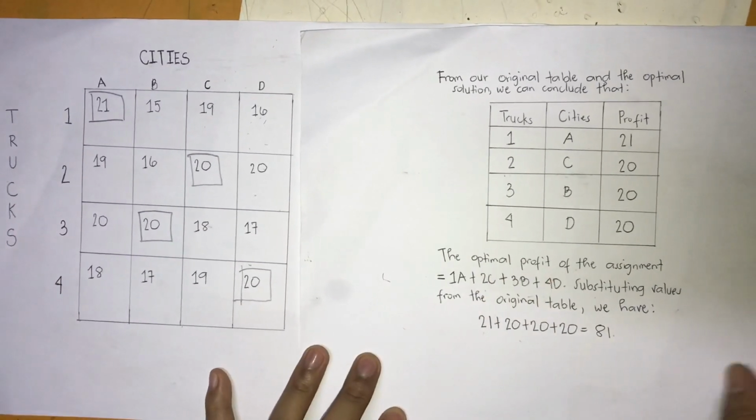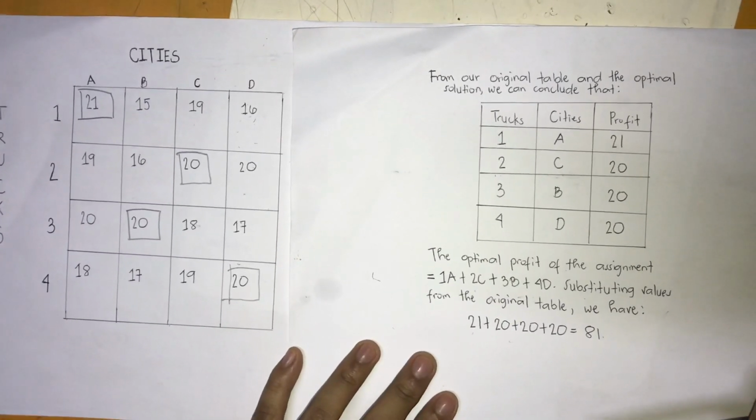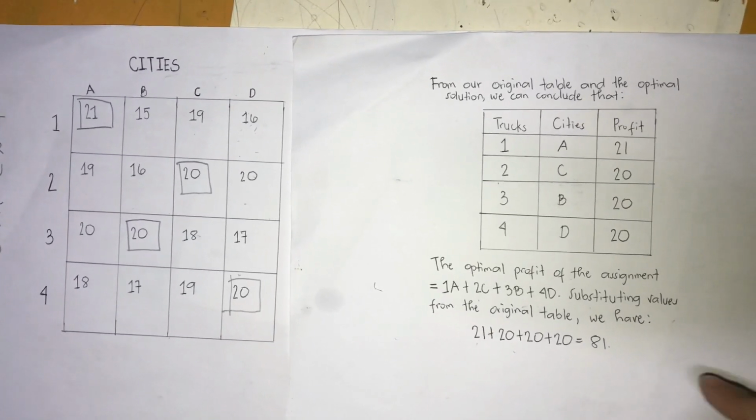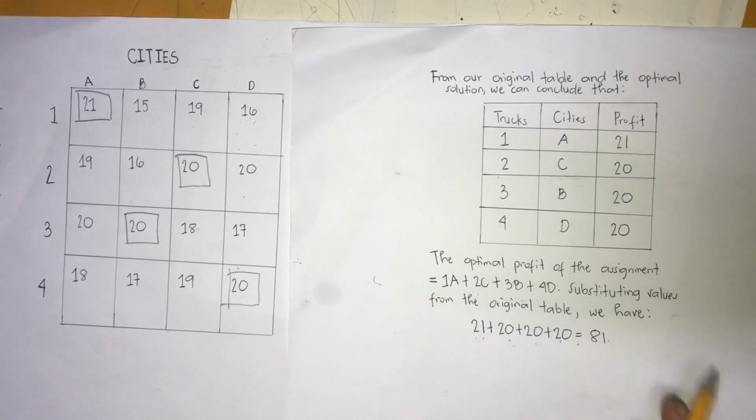The optimal profit of the assignment equals 1A plus 2C plus 3B plus 4D. Substituting values from the original table, we have 21 plus 20 plus 20 plus 20 equals 81.